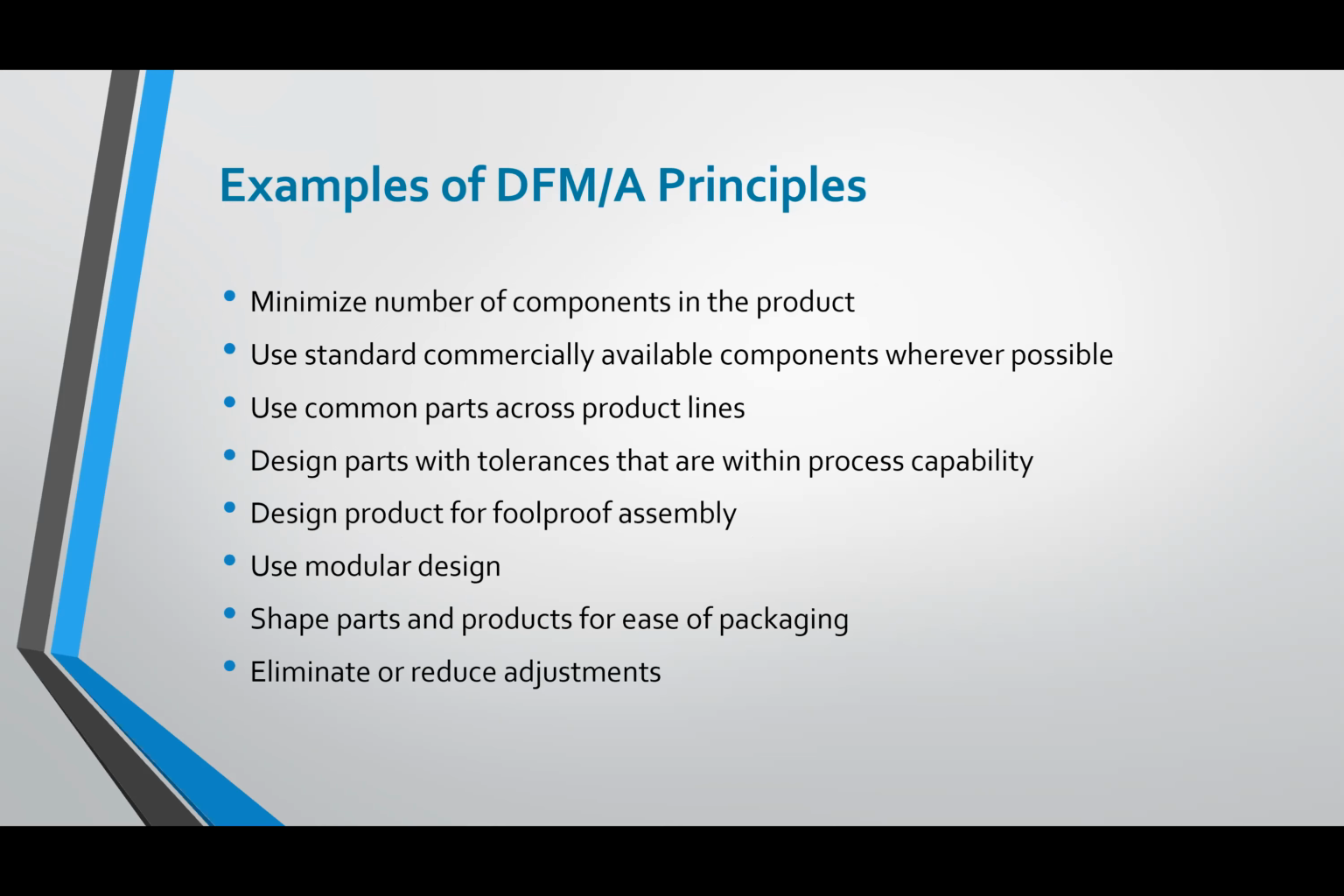So you might minimize the number of components. You might use common parts across the product line. So like fasteners, you use fasteners that you already use for other products multiple times so that you're not buying a lot of components. Foolproof assembly, so making it so that it can only be constructed one way or the product won't work. Using shapes that are easy to package and easy to manipulate, and trying to reduce tolerances to make sure that they're inside within your process capability so that you don't have quality issues.